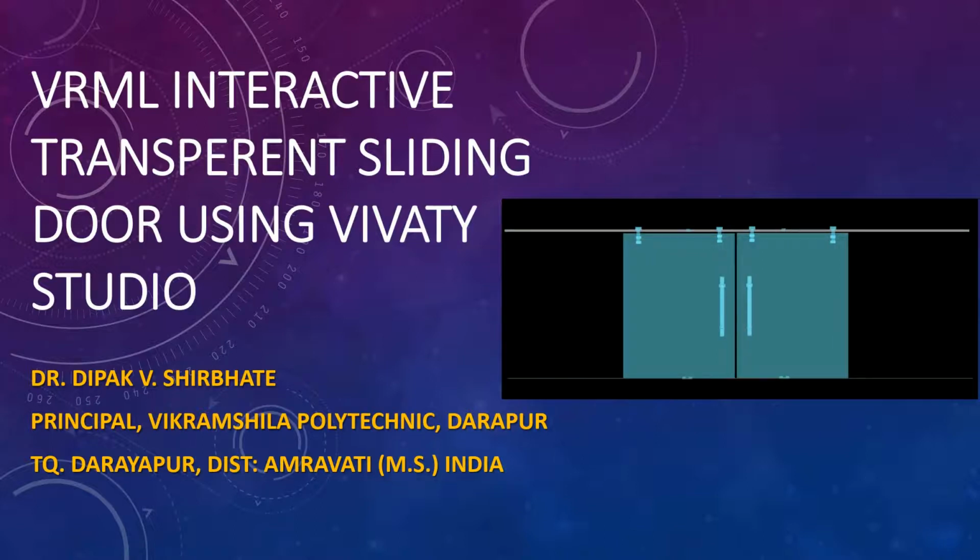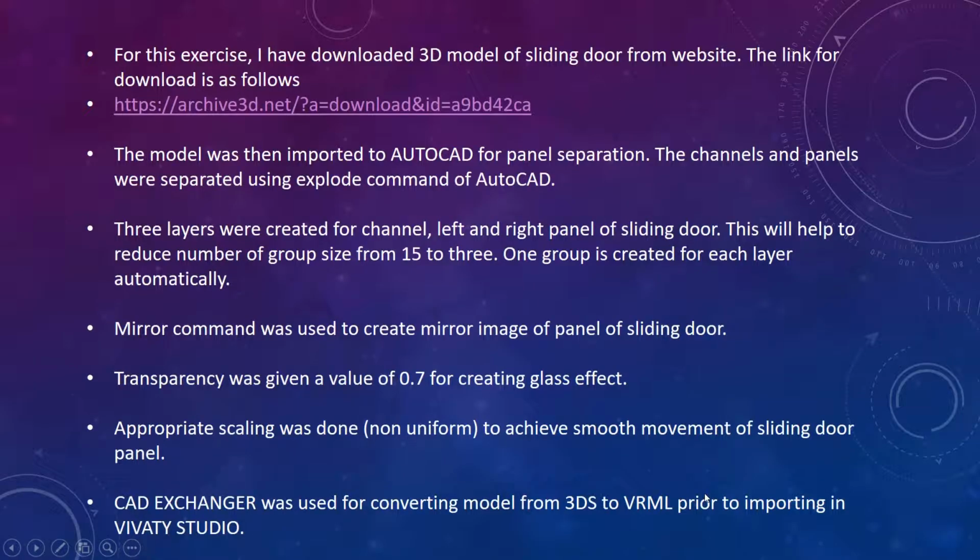Today I'm going to demonstrate a virtual reality modeling language interactive, transparent sliding door using Vivity Studio. As I have suggested in my many demonstrations and exercises, instead of wasting time on modeling a 3D model, you can easily download a 3D model from various websites. There are dozens of websites which provide free download of 3D models, so you can download the model from those websites.